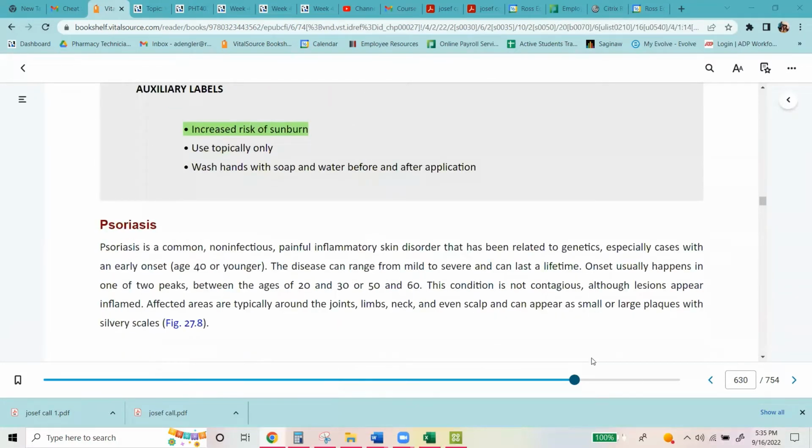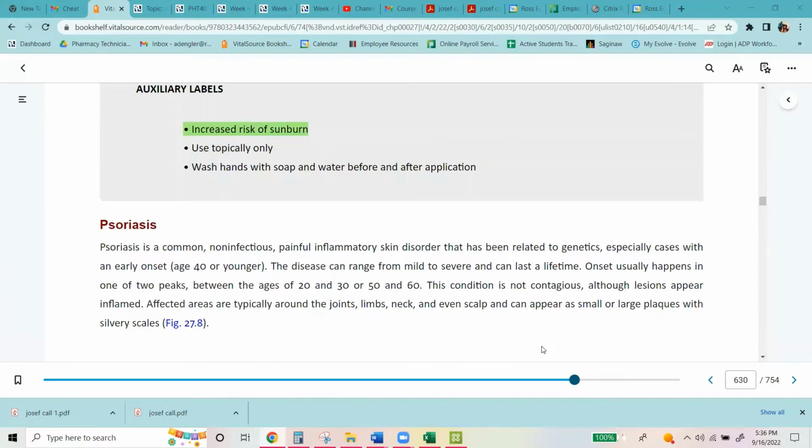Psoriasis is a common non-infectious, painful, inflammatory skin disorder that has been related to genetics, especially cases with an early onset of 40 or younger. The disease can range from mild to severe and can last a lifetime. Onset usually happens in one of two peaks between the ages of 20 and 30 or 50 and 60.